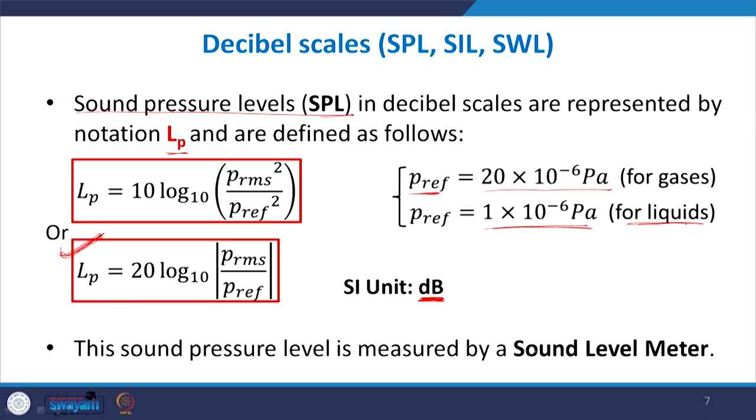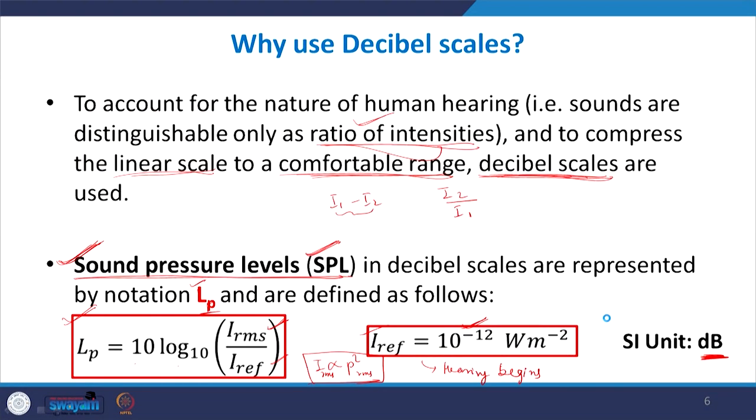And the equipment used to measure this is a sound level meter. In a subsequent class, when we study the principles of noise control, we'll study what this equipment is. So these are the two standard definitions of sound pressure level.